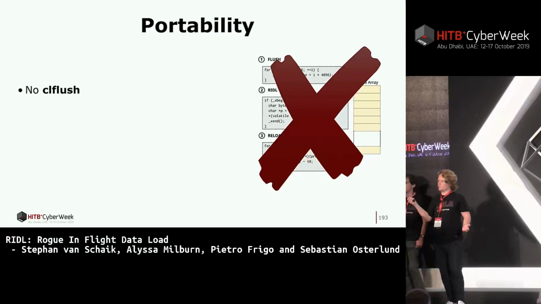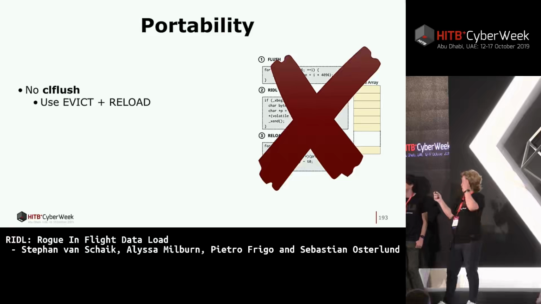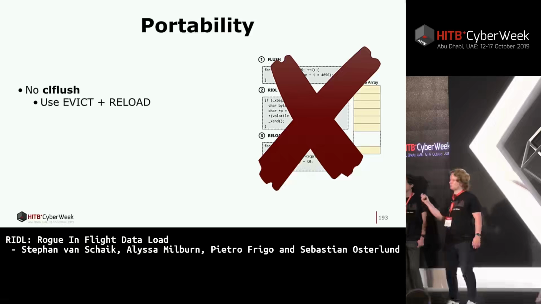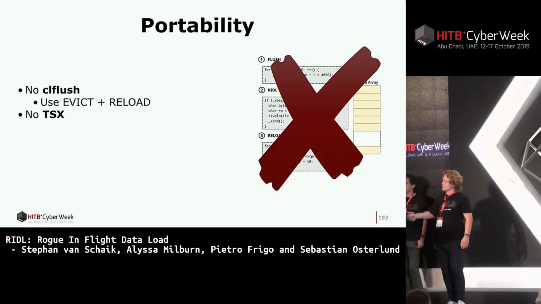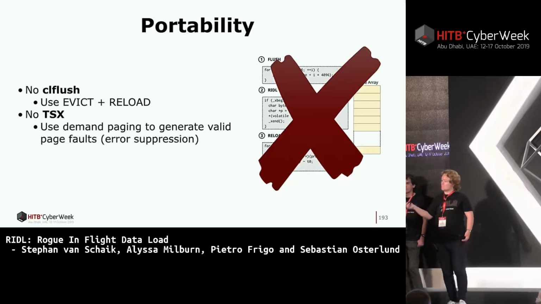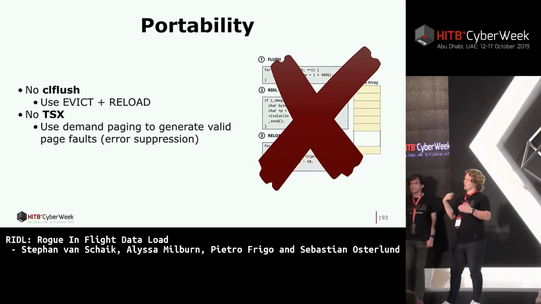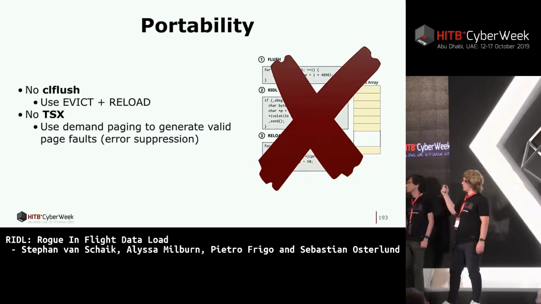If you don't have CLFLUSH, we can do some other cache attacks. So we can do evict and reload, which has been shown in previous work to work from the browser. So we can actually do a cache attack from the browser. Well, no TSX is also an issue, but we've been able to suppress the error using demand paging, which is an operating system feature where if you get a page fault, the memory that you're using is not always mapped, and it maps it on demand as you access it. So you can actually suppress invalid memory accesses in this way.